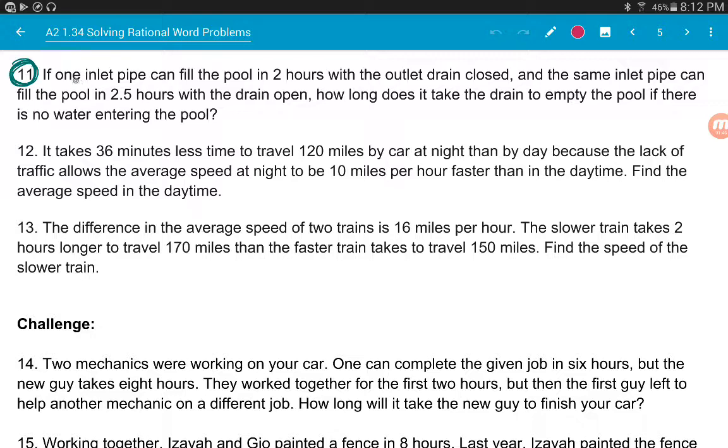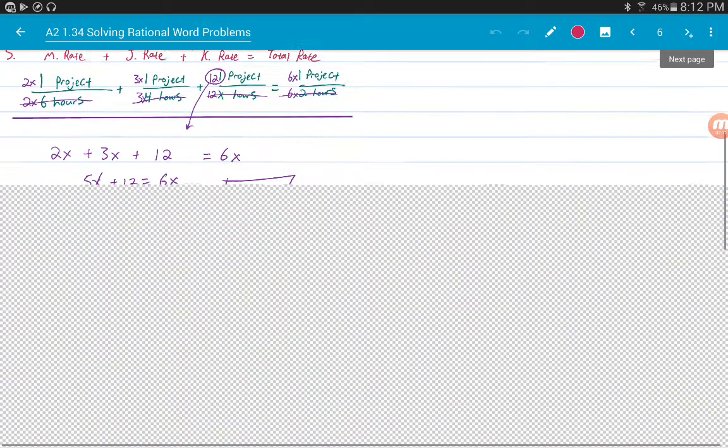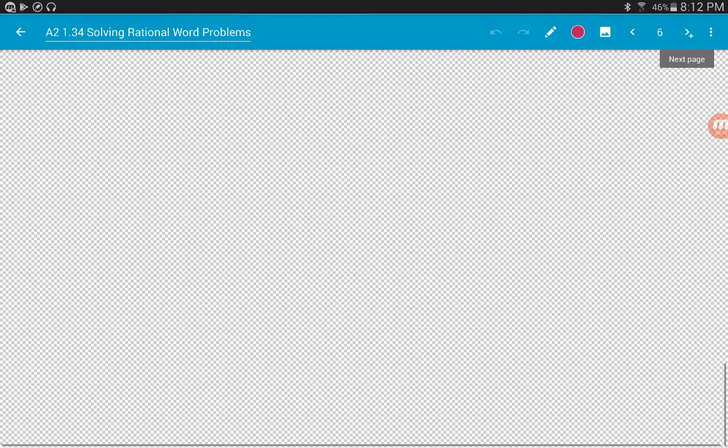I have one inlet pipe, so that's a pipe that's filling water in. And I also have this drain. So I have an outlet drain. It can be open or it can be closed. So the inlet pipe puts water in, the drain takes water out, and I want to know how long it takes the drain to empty the pool if there's no water entering. So let me summarize this as a concept first.